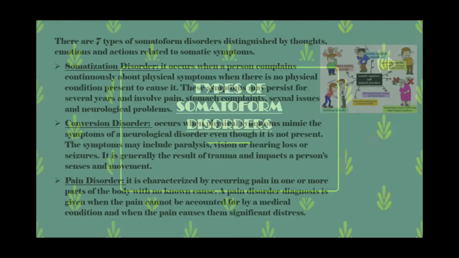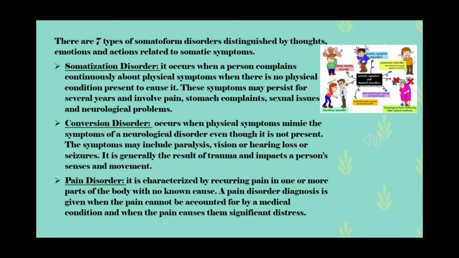Types of somatoform disorders. There are 7 types of somatoform disorders distinguished by thoughts, emotions, and actions related to somatic symptoms. They are broadly classified into involuntary and voluntary types of somatoform disorders based on how people experience their symptoms.